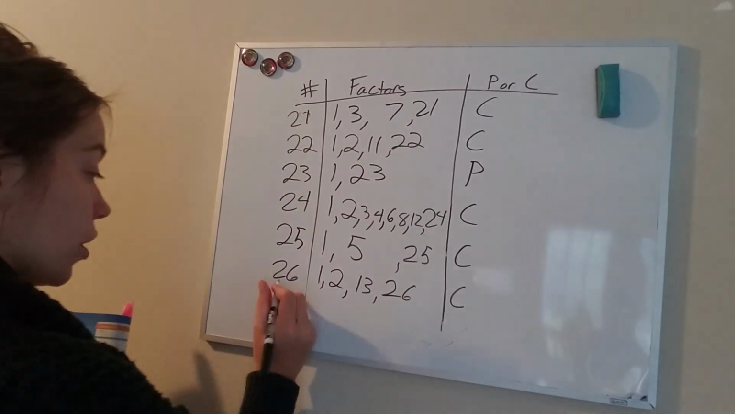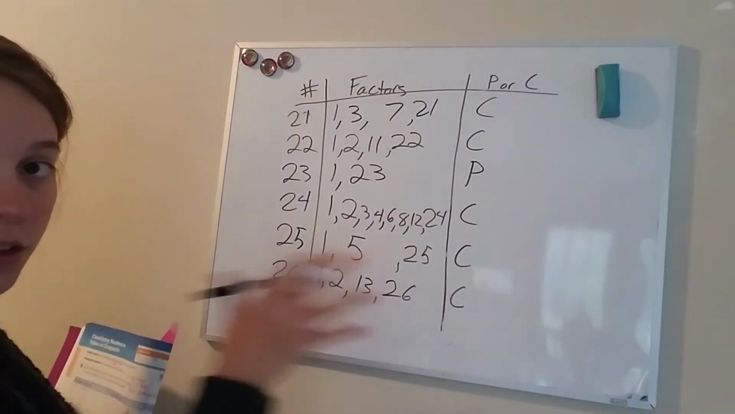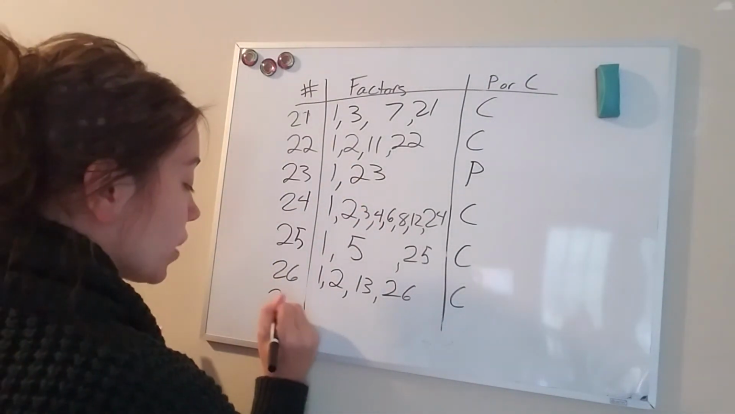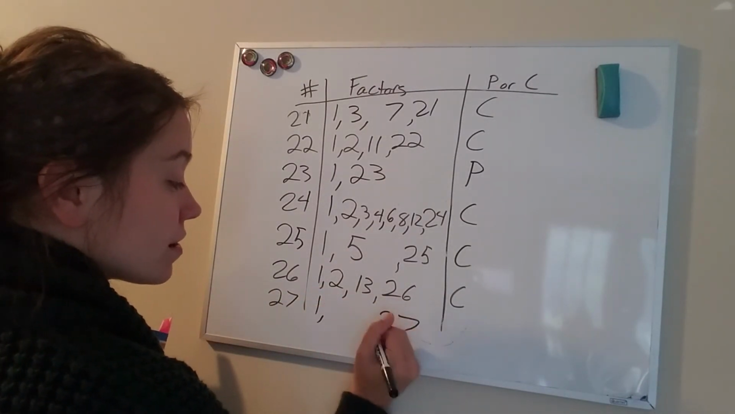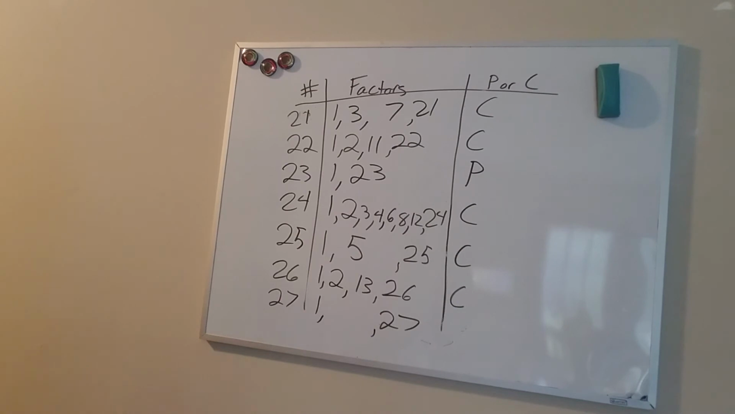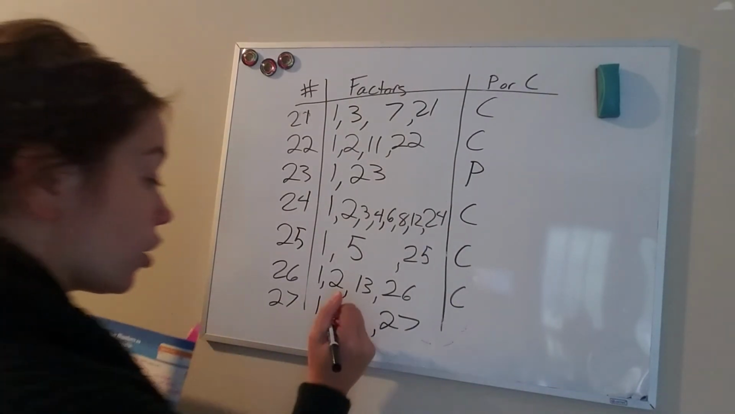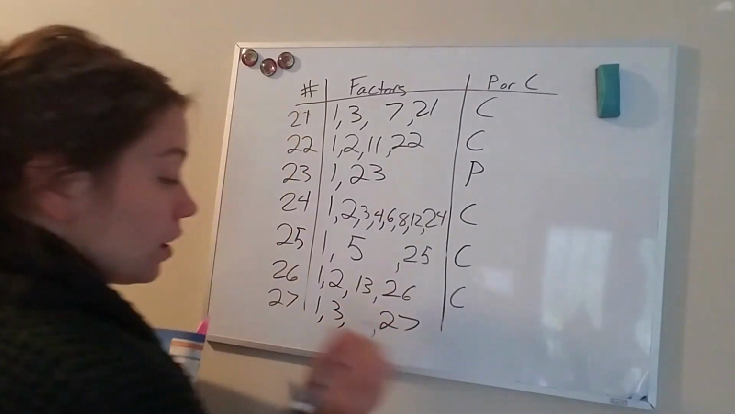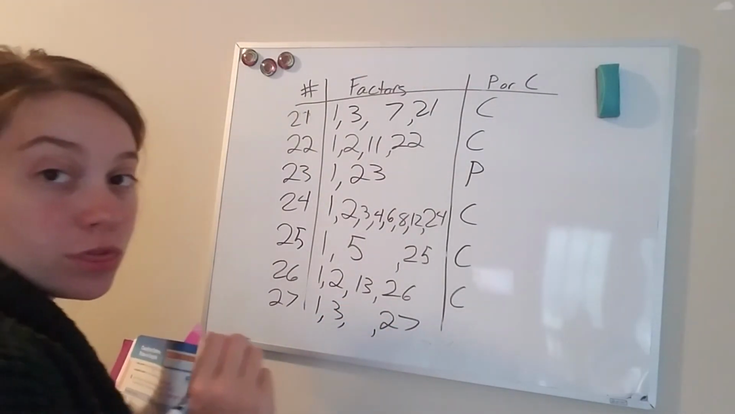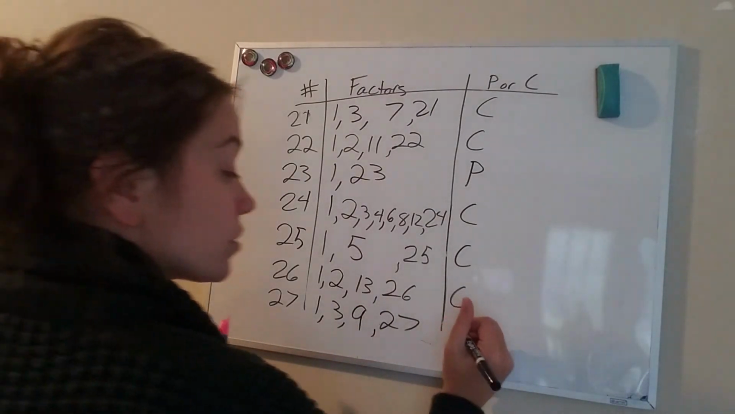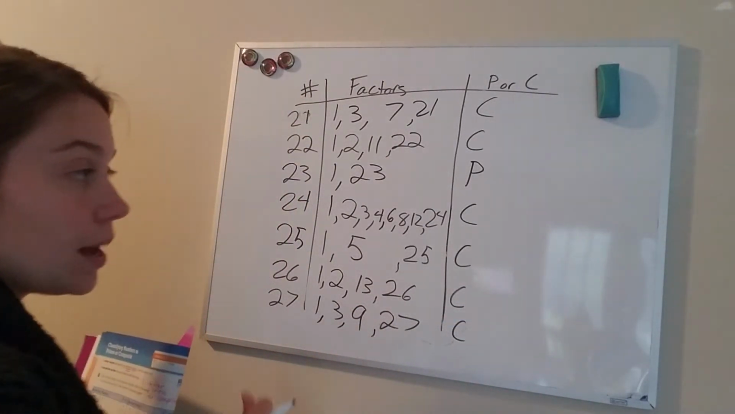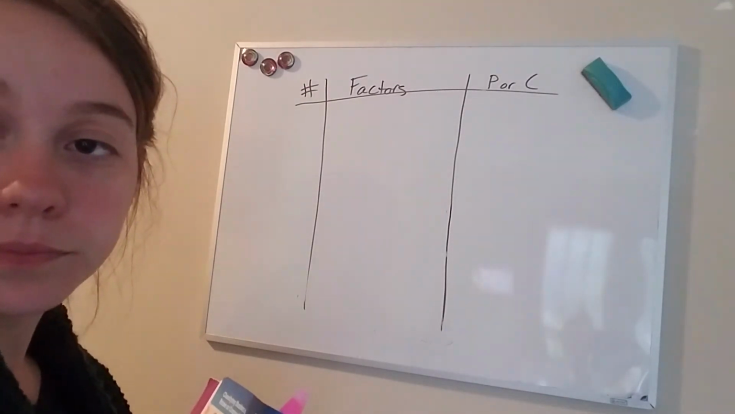Let's do one more before I erase all this. So we have 27, 1 and 27. And then what else do we have? It's not even, so 2 is not going to go into it, but 3 can go into it. 3 times what gets me 27? 3 times 9. 3 times 9 is 27. So it is a composite number.